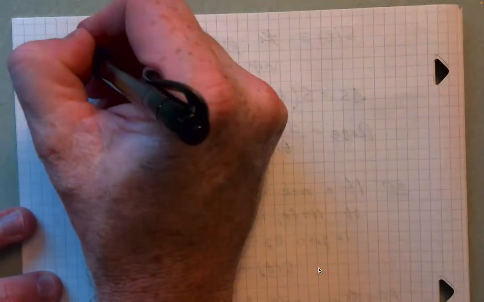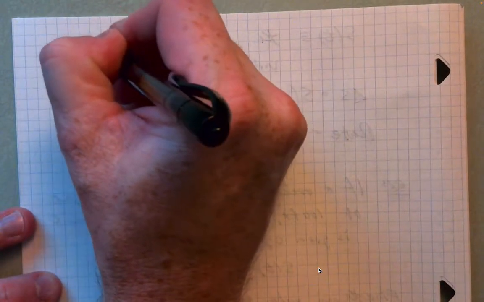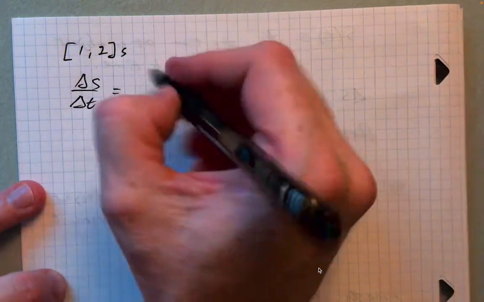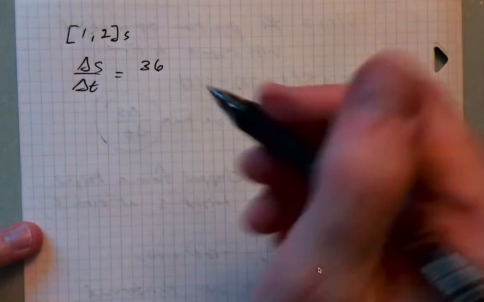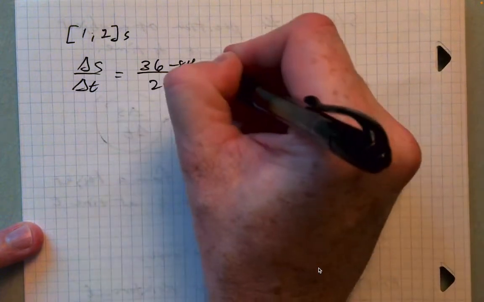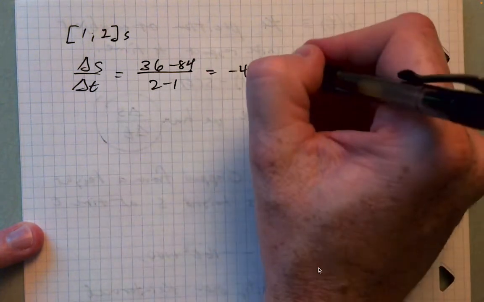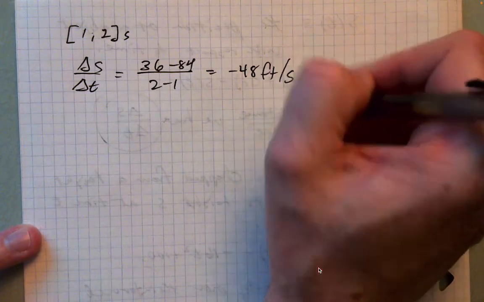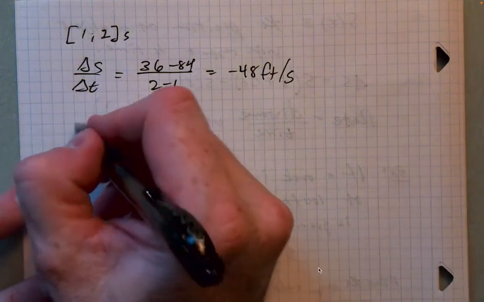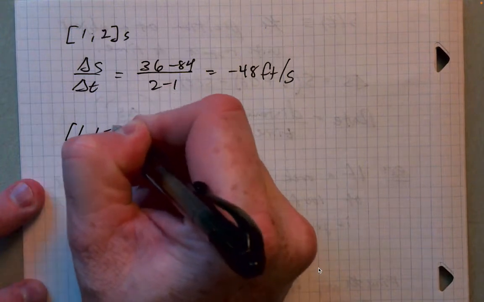Now for each of these, we can calculate a delta s over delta t. From 1 to 2 seconds, our delta s over delta t would be 36 minus 84 divided by 2 minus 1, and we get negative 48 feet per second. So the average velocity of the rock between 1 and 2 seconds is negative 48 feet per second. Now what happens between 1 and 1.5 seconds?